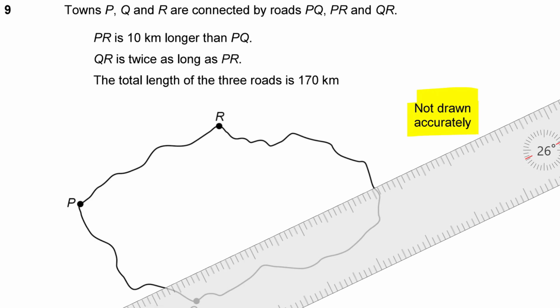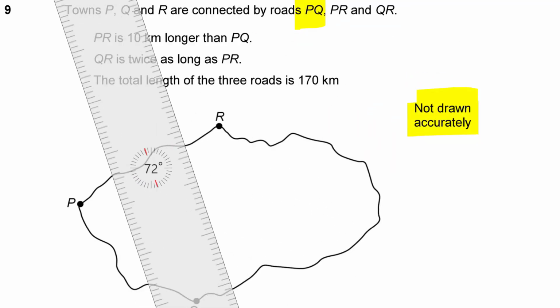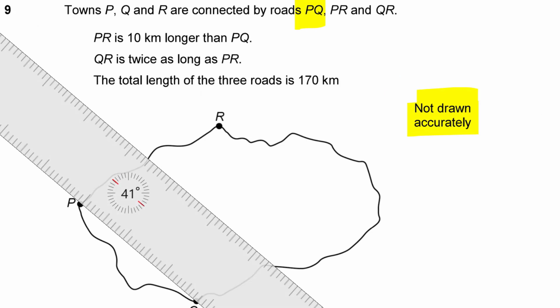Okay, I'm going to add these roads in first. They're not drawn, are they? So PQ is the road between P and Q. So let's just draw that in.